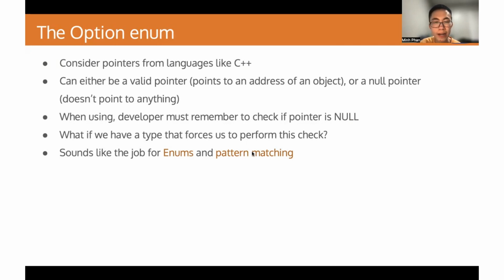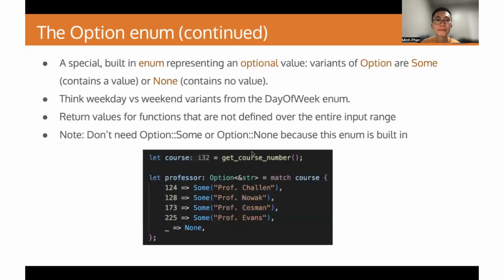So what does this sound familiar to? Now, enums and pattern matching. The option is a special built-in enum representing an optional value. It has variants Some, meaning it contains a value, or None, meaning it contains no value. So think weekday versus weekend variants from the day of week enum. The weekday variants contain actual values and weekend contains no value.